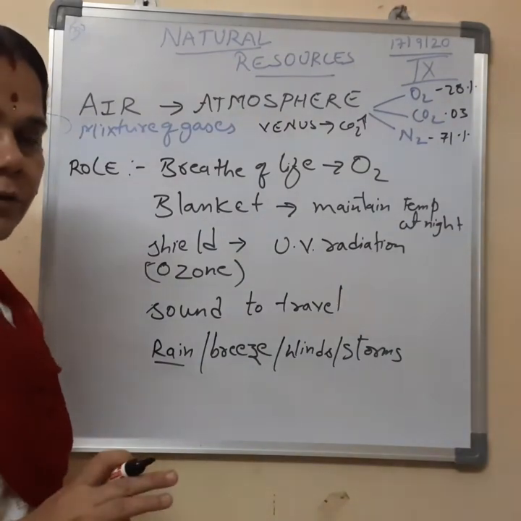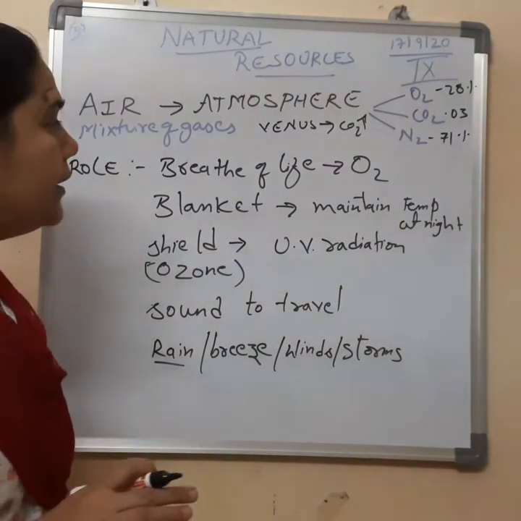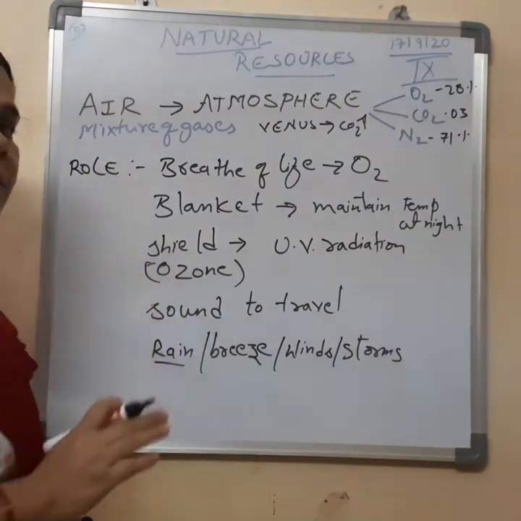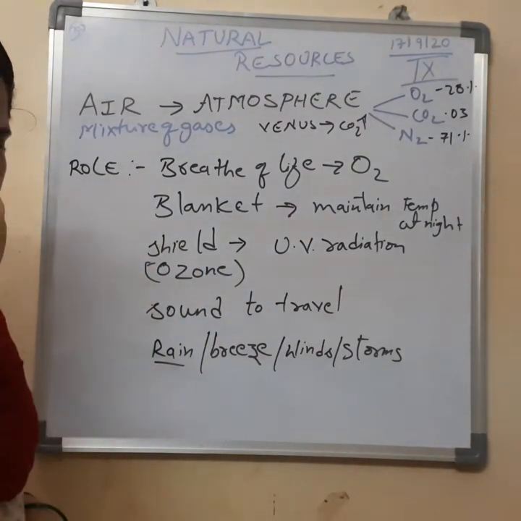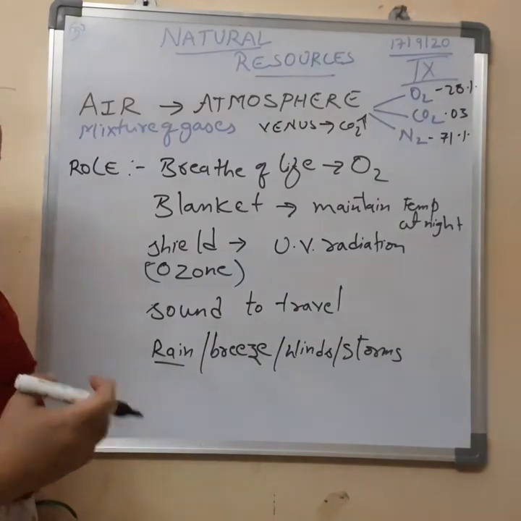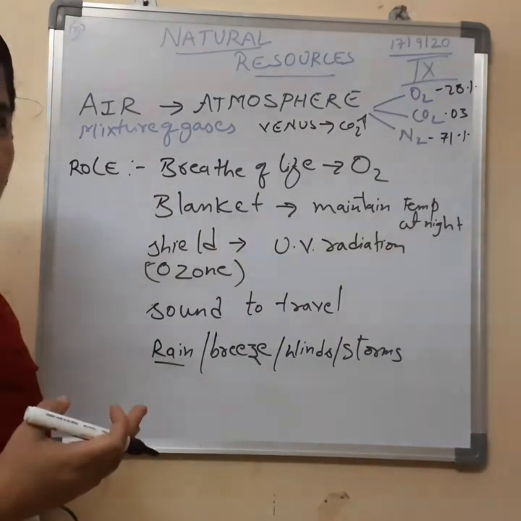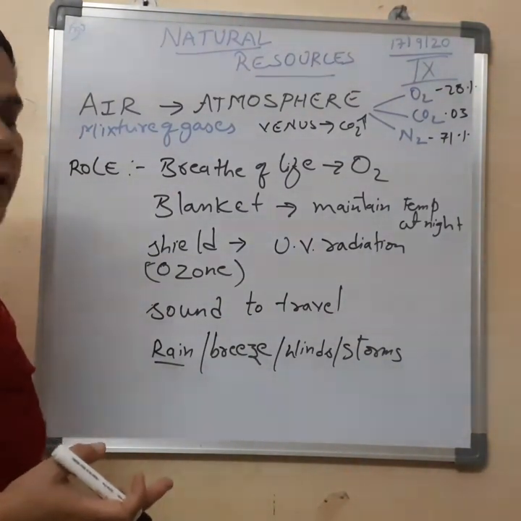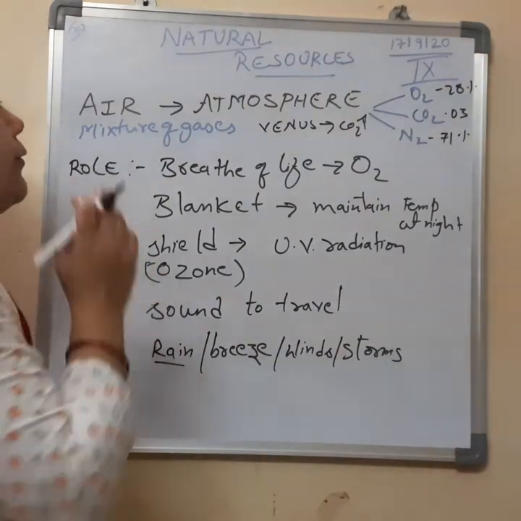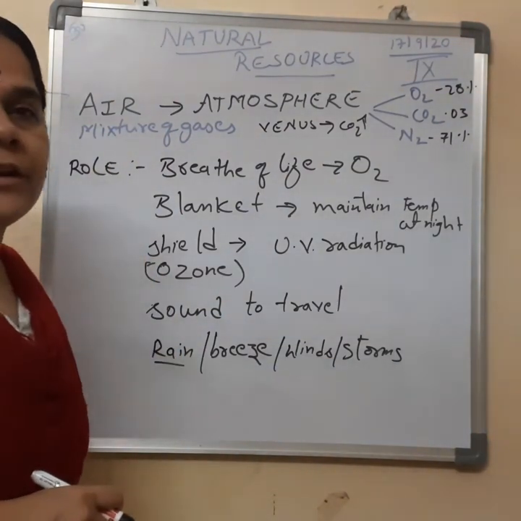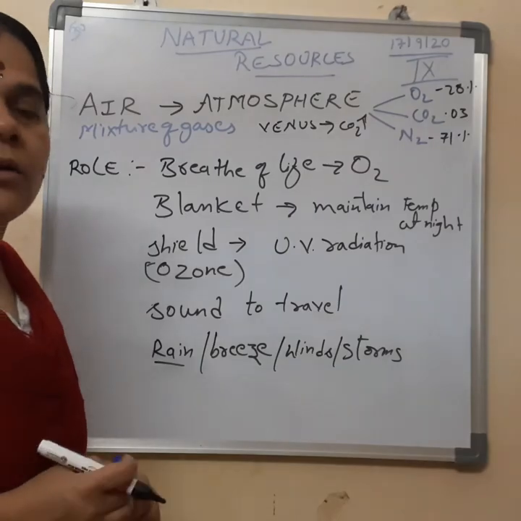So today I hope you are clear with the introductory part: what is meant by natural resources, what are the three spheres or the three major natural resources, then what is a biosphere, what is environment, and what is the role of atmosphere. Please read the introductory part of this chapter, children. Hope you will revise at home.